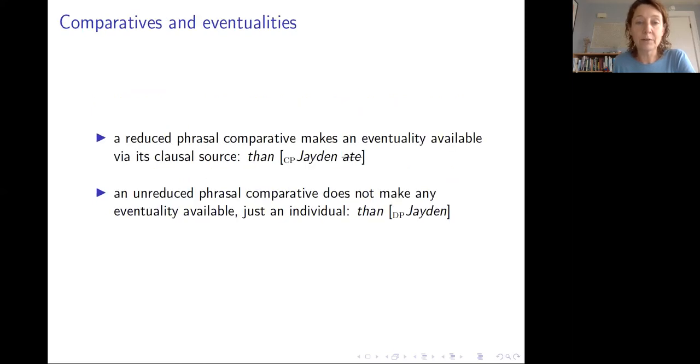Why is this important? It's important because it relates to eventualities. When we have a reduced phrasal comparative, that makes an eventuality available via its clausal source. So then Jaden ate, there's an eating eventuality inside the then clause. But an unreduced phrasal comparative does not make any eventuality available, just an individual. So if then Jaden is just then followed by a DP, there is no eventuality introduced.